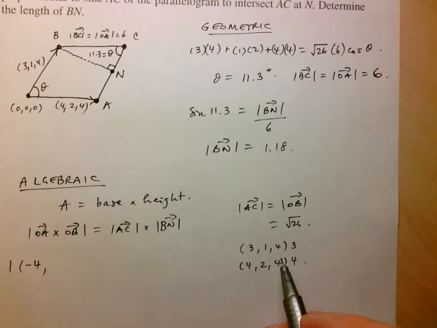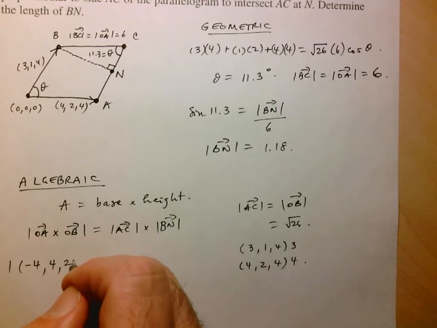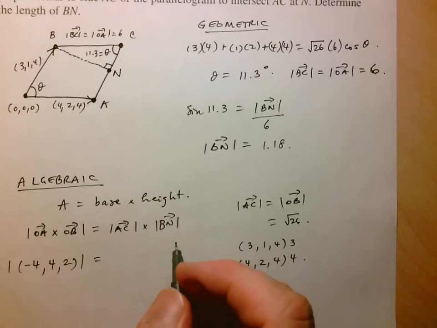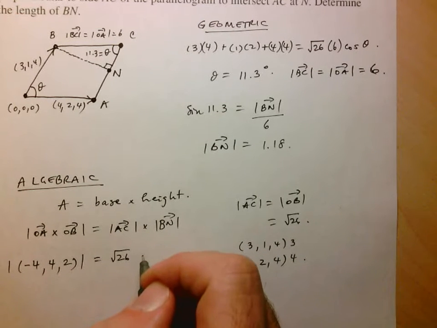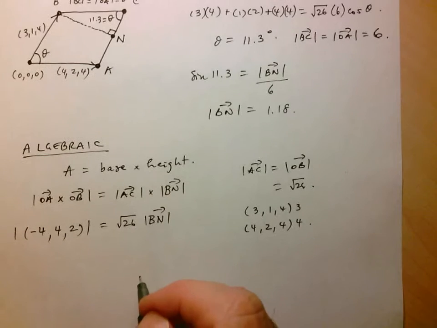Okay, for the y component, I use x and z. So here I have 16 minus 12. That's 4. And now for my z component, I use x and y. So here we've got 6 minus 4 is 2. Okay, so the magnitude of this vector will give me the area. Magnitude of AC is the same as OB, which is root 26. And the magnitude of BN is what I'm looking for.